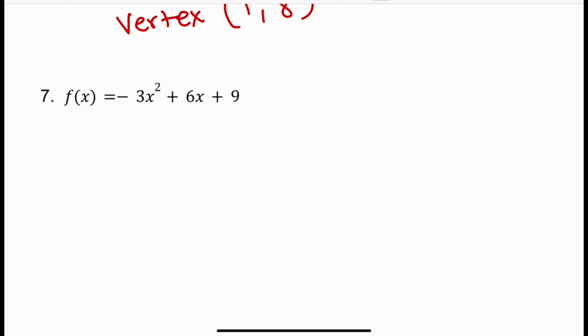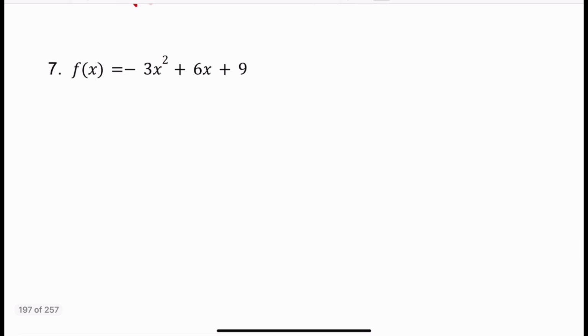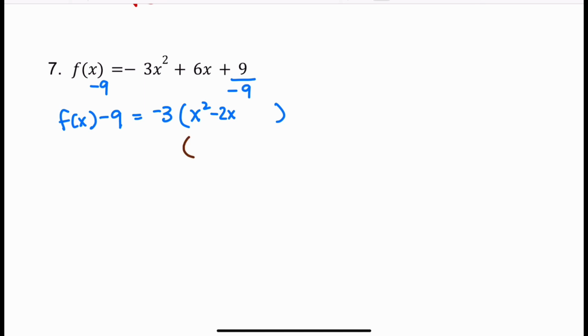On number 3, a 3 will divide evenly out of all of these. It might be helpful to just subtract 9 in the first place. It might be a little bit easier, but you don't have to on this one. I'm going to pull out a negative 3. I will have x squared minus 2x. Now I need to complete the square, so I'm going to take my binomial here.